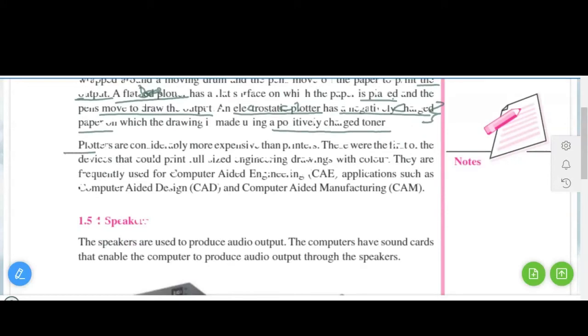Plotters are more expensive than printers because they are used for printing big-scale things. Your printouts are for one or two pages, but plotters are usually for big posters and similar things. Engineering drawings with color, frequently used for CAD, computer aided design.